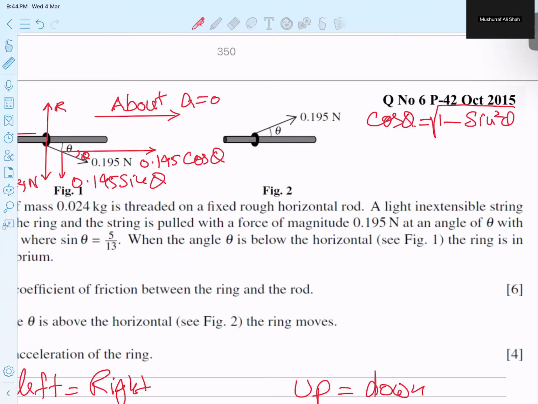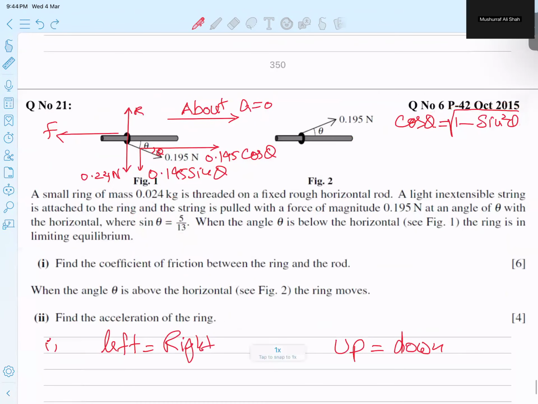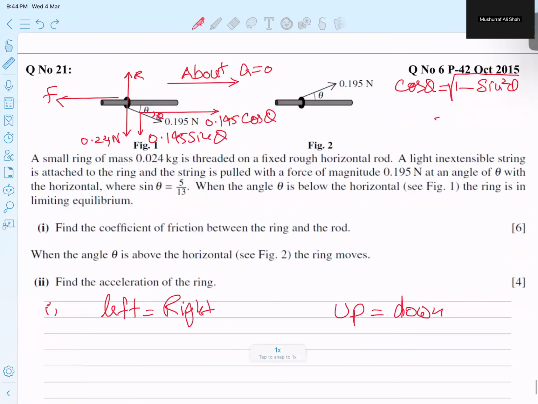And now I can replace sine theta by 5 by 13, and I can type in the calculator: 1 minus 5 by 13 to the power 2. We have many ways, even the triangle way and without the triangle. So 1 minus 25 divided by 169, and we get root of 1 minus 5 divided by 13 squared, and I get 12 by 13. I get 12 by 13 as the cos theta value.